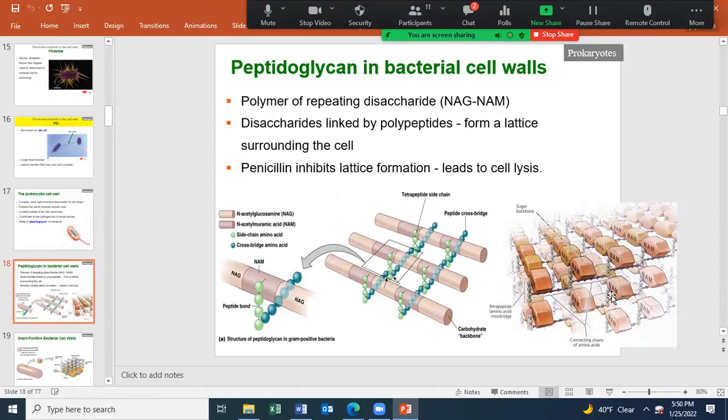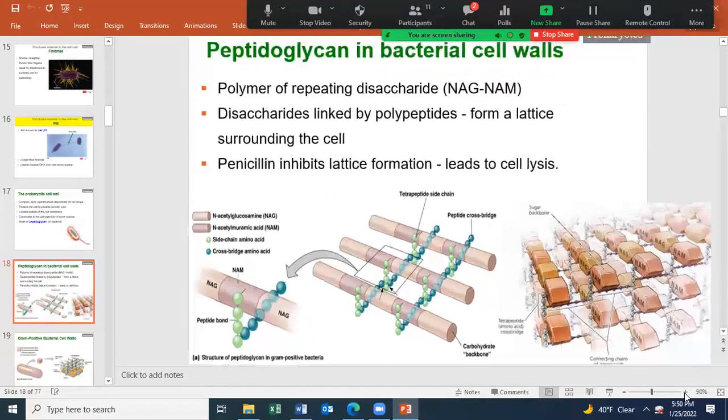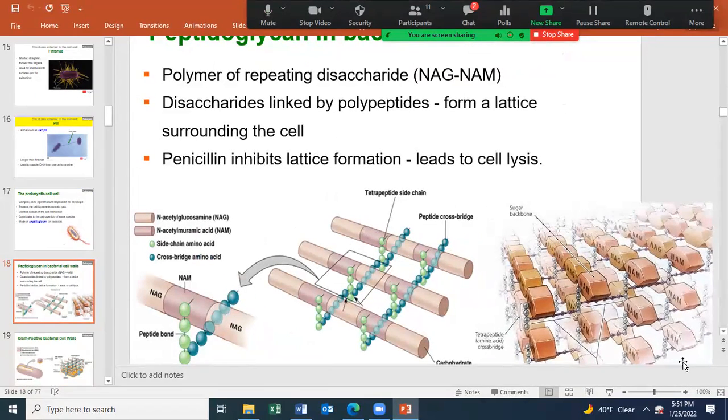Peptidoglycan is a polymer of repeating disaccharides. And the two sugars are NAG and NAM. Let me blow this up. NAG is N-acetylglucosamine, which probably means as much to you as nag, and NAM is N-acetylmuramic acid. And the point is that it looks like it's NAM, NAG, NAM, NAG, NAM, NAG. It just repeats one after the other.